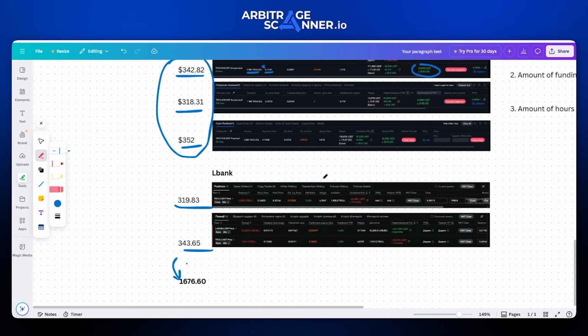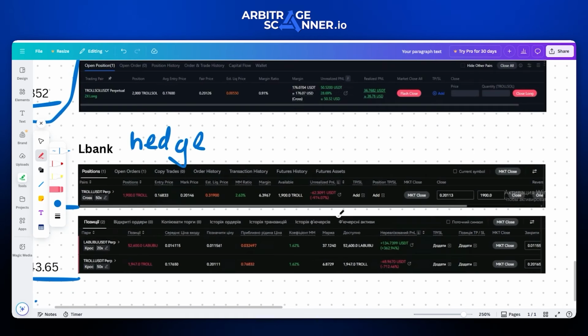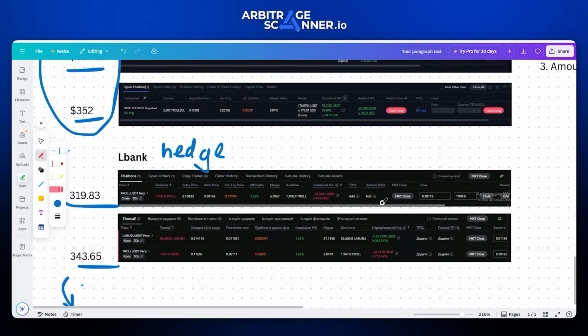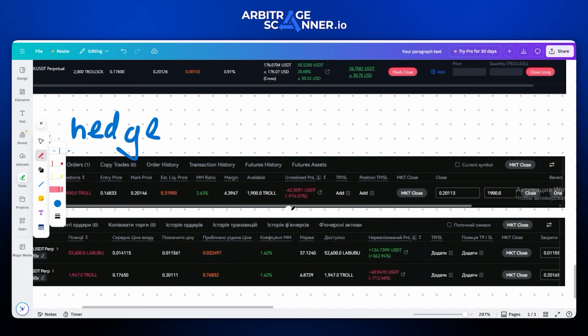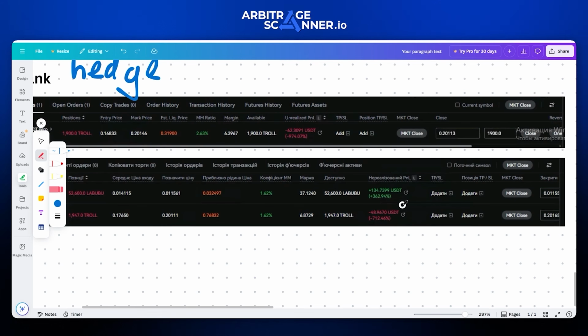Now let's see LBank. On LBank, remember we had hedge positions. There are two of them, and as we can see here, there is no realized P&L because the funding rate was pretty much tiny, like 0.005%, and there is only a column with unrealized P&L. And unfortunately on unrealized P&L there are two losses. The first one of -$62 and the second one of -$48.